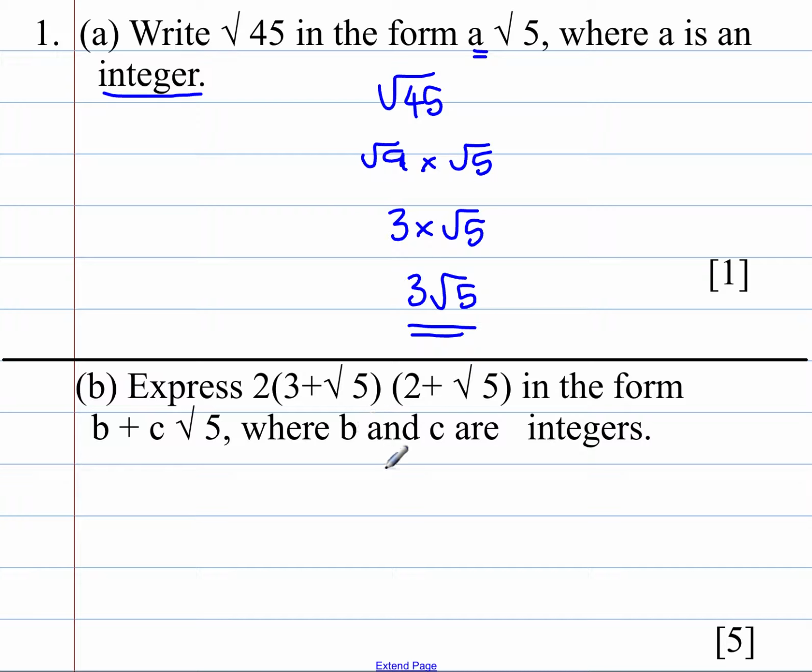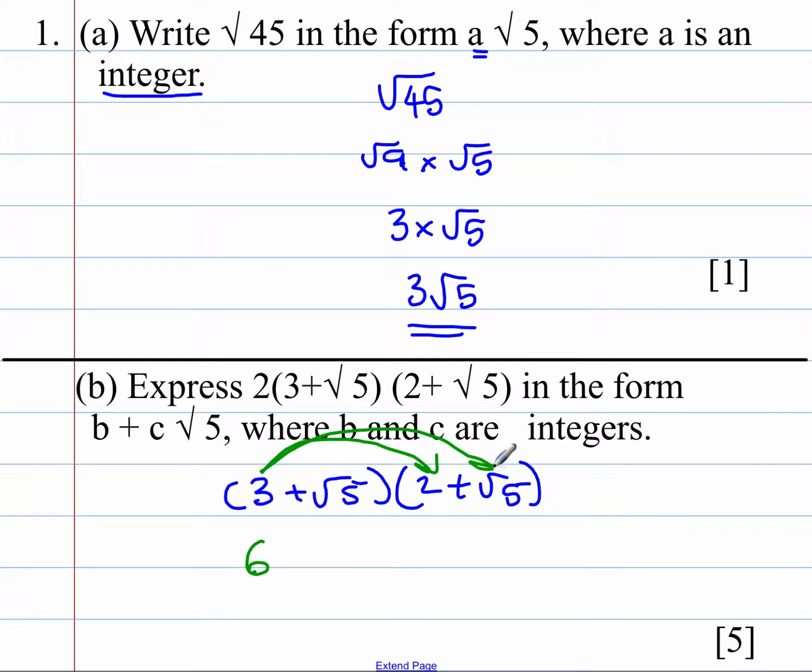Now let's look at this next one. I'm going to multiply out using FOIL. So let's just focus on the double bracket there. We've got 3 plus root 5, and then 2 plus root 5. So using FOIL, first I'm going to times 3 by 2, and 3 times 2 is 6. Then I'm going to do 3 times root 5. So that gives me 3 lots of root 5.